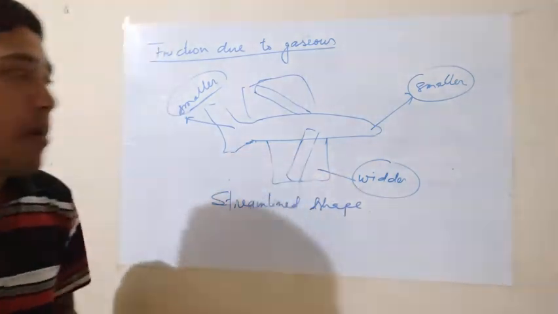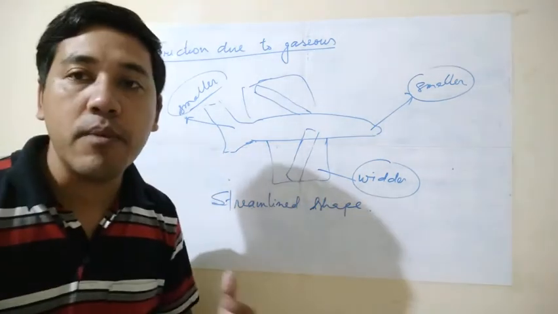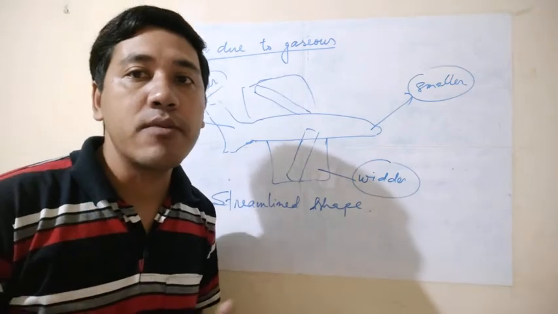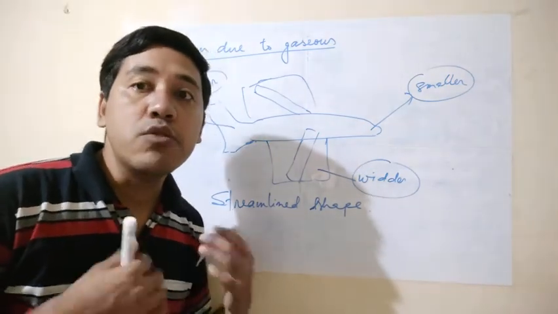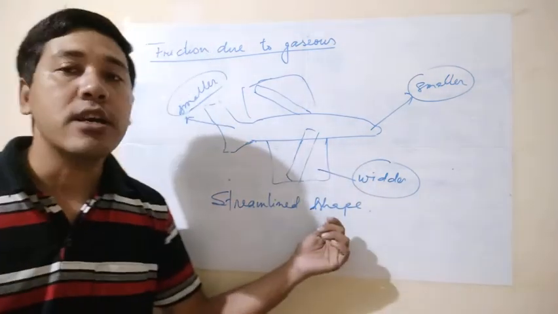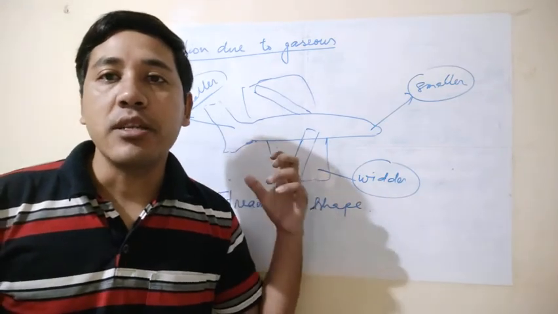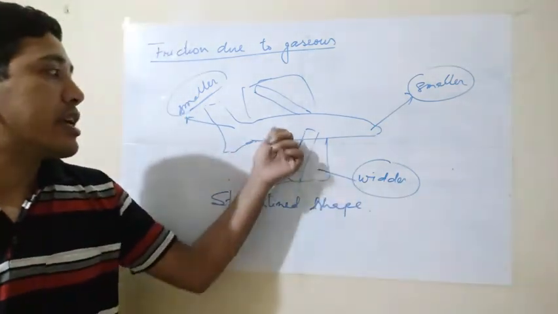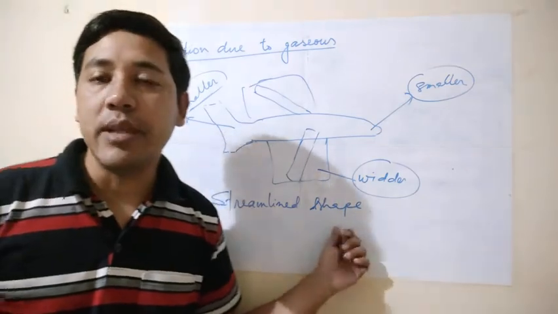Okay, these are some of the effects which come from this force of friction. To reduce this effect, we need to modify the shape of the aeroplane or aircraft into the streamlined shape.